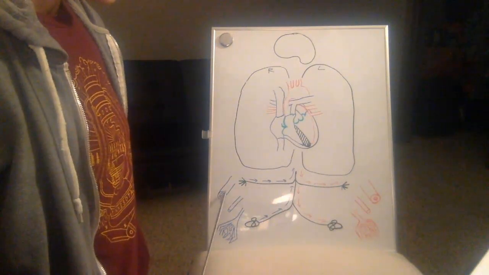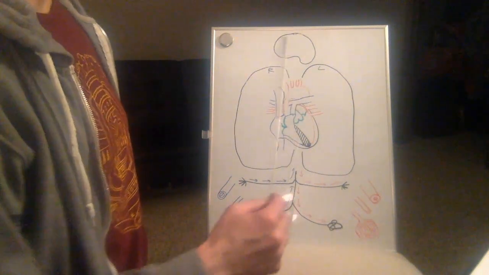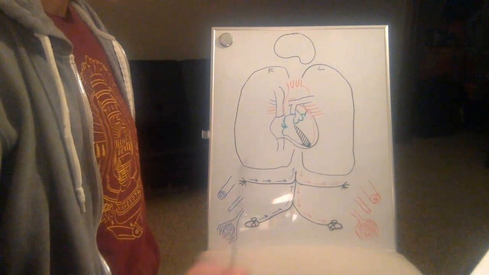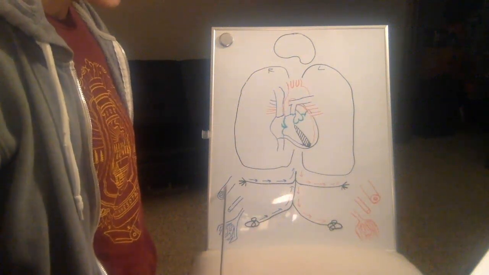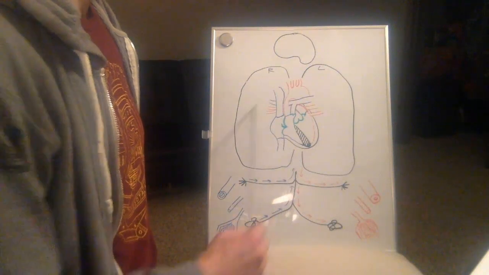So these valves stop it from backflowing, just like on a roller coaster when you're going on the incline. There are flaps that don't let you roll back. It's kind of like our valves here. So it's going to go back to the heart here, and then it's going to go back to where we started.